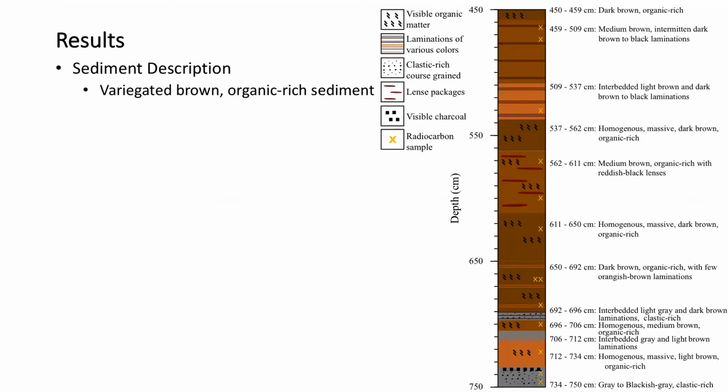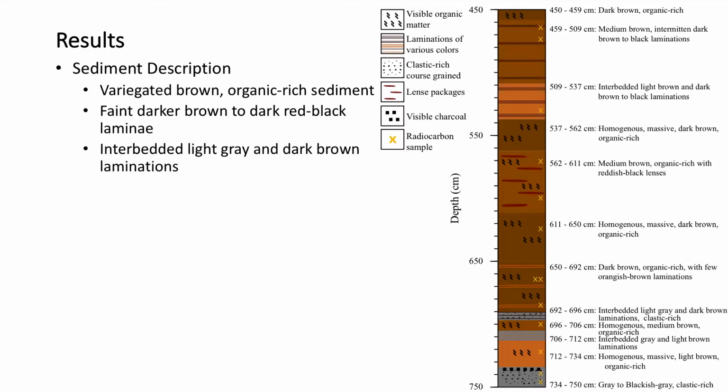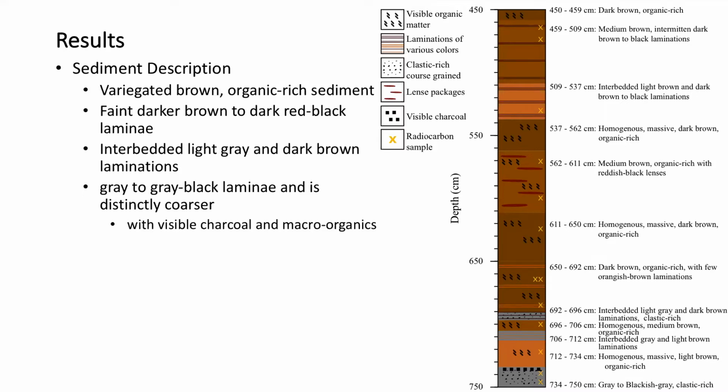The Core 2 sediment is characterized by multicolored brown, organic-rich sediment with occasional faint darker brown to dark brown-red laminae. Moreover, there is a distinct change to interbedded light gray and dark brown laminations. And the base of the core is characterized by gray to gray-black laminae and is distinctly coarser. Occasionally, there are macroorganics observed throughout the core, such as pine needles and charcoal.